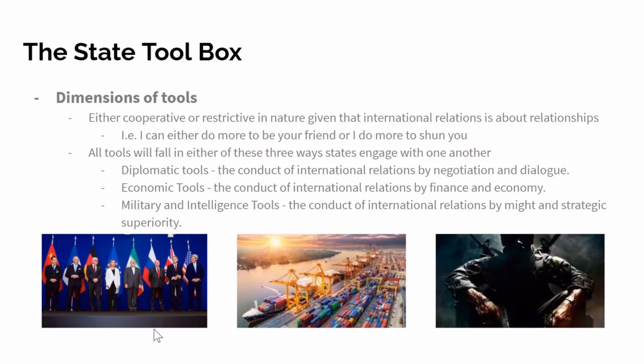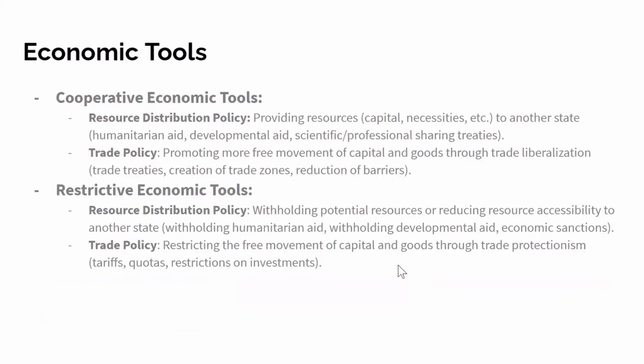This might be a common thing that you hear if you study political science, but diplomacy, economics, and military are the three main departments at which you are going to be engaging with other countries. Those are pictures to represent that. So then let's start talking about what the actual tools that exist are. I tried to neatly summarize each of them in their own little buckets.